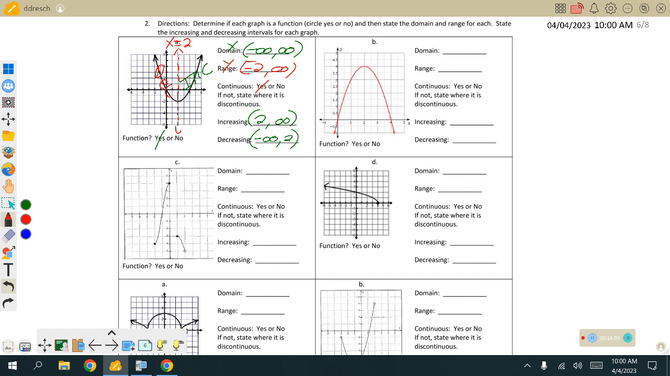Okay? All right, take 30 seconds to answer our part B for me. Do the function, domain, or range. And then do the continuous. Then we'll talk about the increasing, decreasing, because that's the new part for today. But continuous is not crazy, is it? Give me a second. 30 seconds.